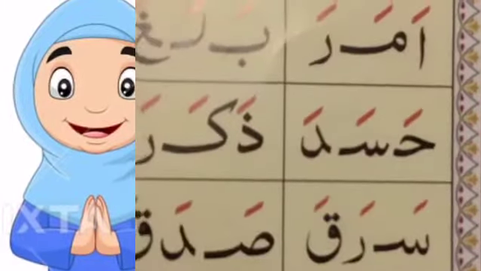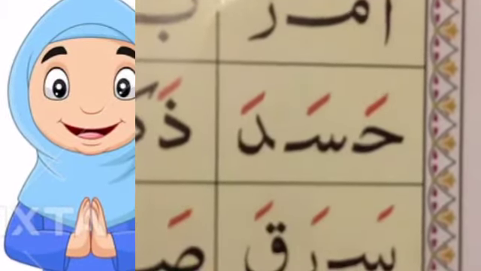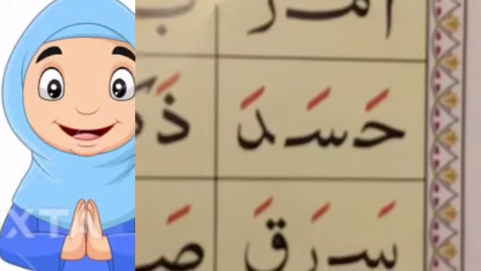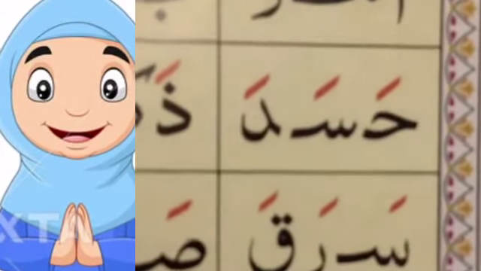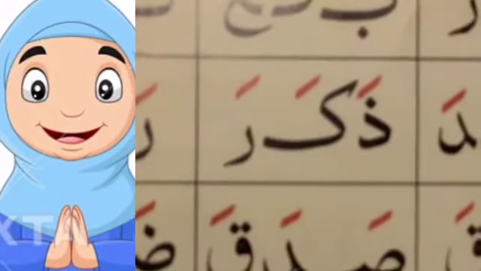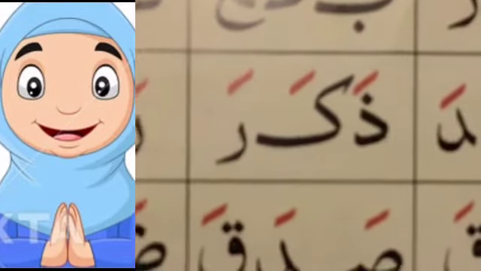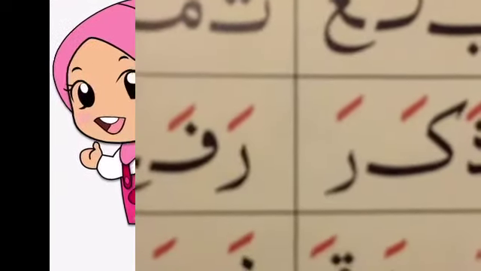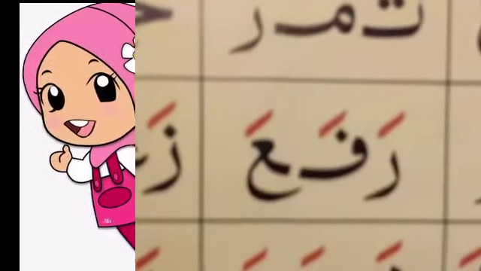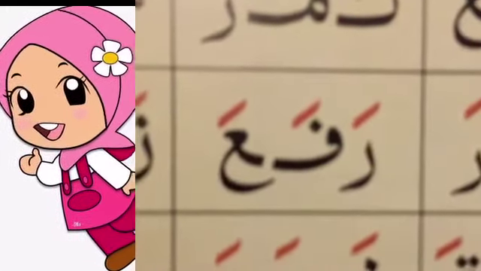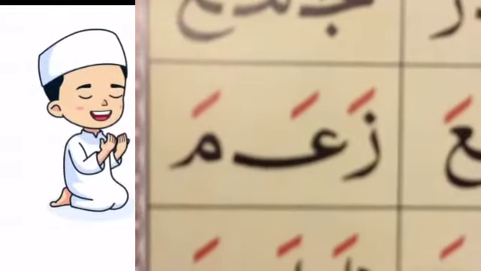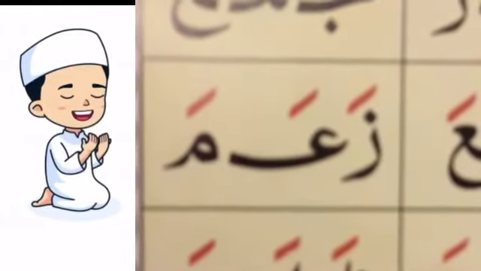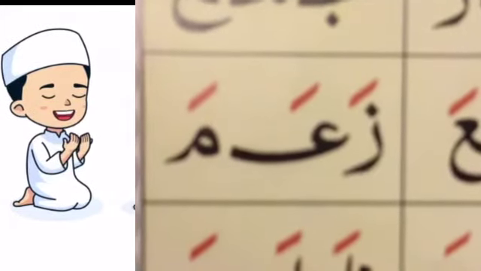Got here, second line. Ha-sa-da. First letter is ha, second is sin. Dal is da. Here, dhakara. You got the dhal, middle is kaf, ra at the end. Rafa'a. Ra is first, fa in the middle, and ayn at the end. Za'ame. Zain, ayn, and mim at the end.